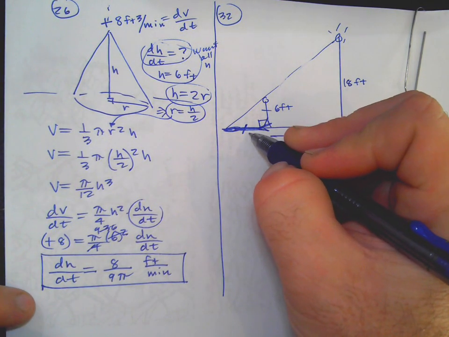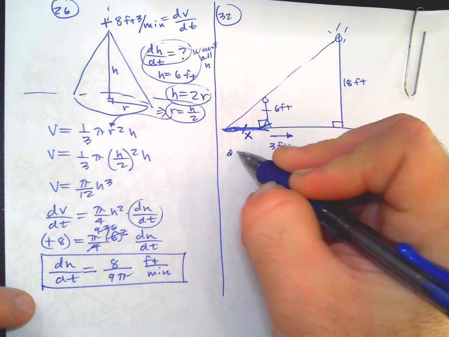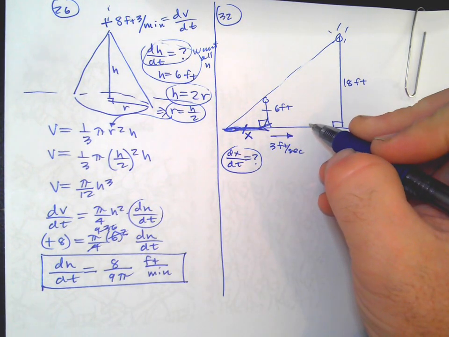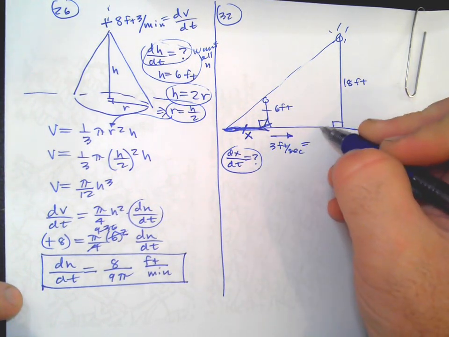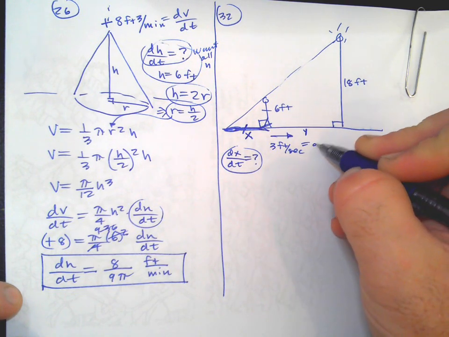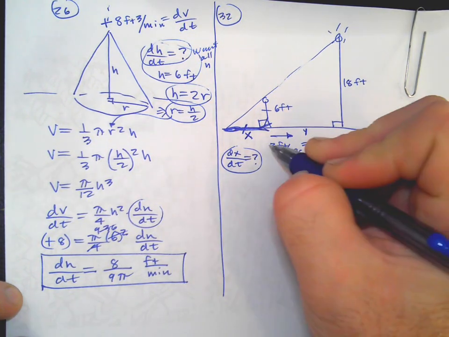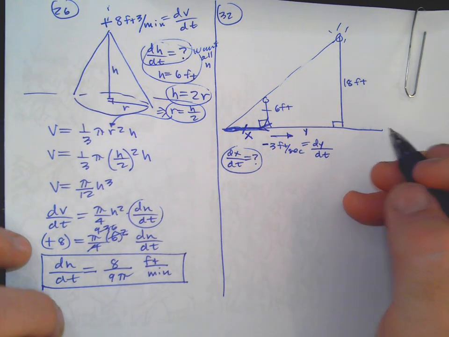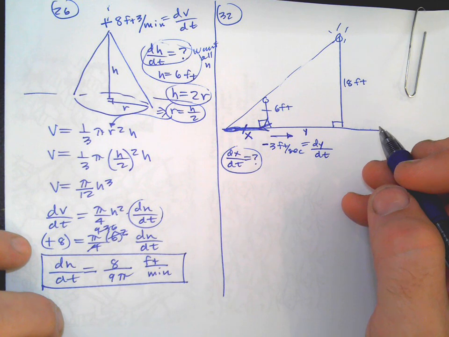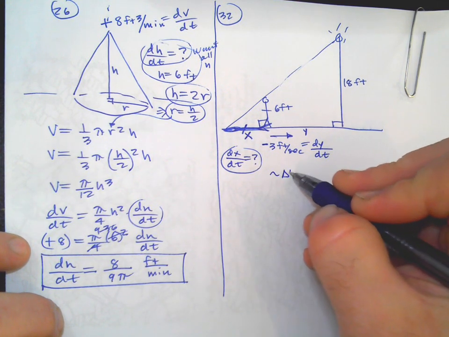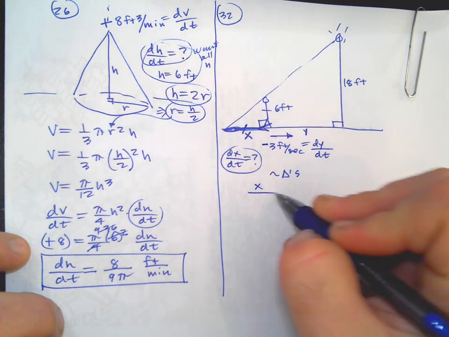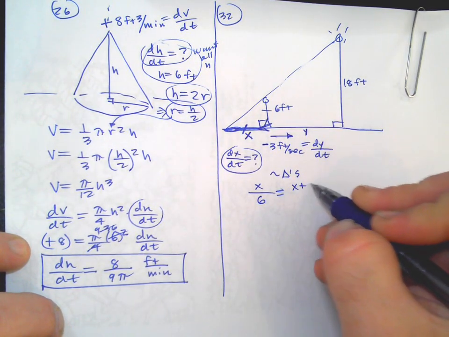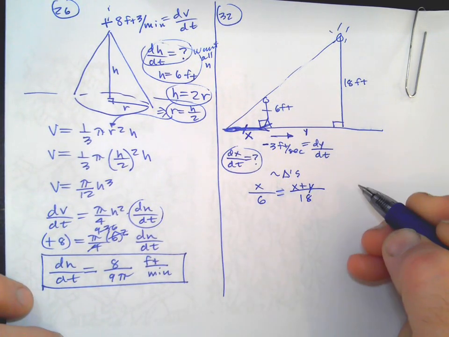So we have to create a variable here for the shadow length and then say, okay, well, that's what we're looking for. And then this right here is going to be tied to this length right here. So I'm going to put a y right here, and I'm going to say that's dy/dt. But in this case right here, it is negative because it's getting closer. y is getting smaller for sure. So the relationship comes from similar triangles. Right, so similar triangles, we could say x over 6, this over this equals this over this, x plus y over 18.